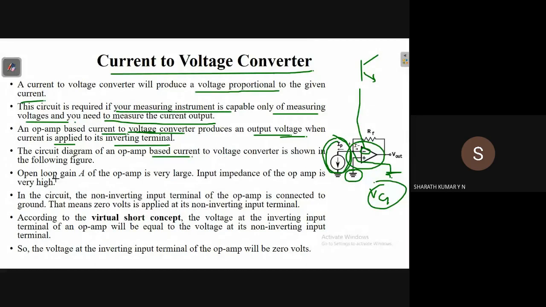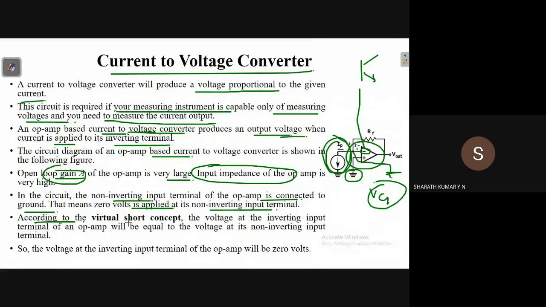Okay, the open loop gain A of the op-amp is very large, so the input impedance of the op-amp is very high. Generally, when we take the op-amp circuit as it is, the open loop gain is very large, and hence its input impedance is also very large, in terms of mega ohms. The non-inverting input terminal of the op-amp is connected to ground. That means 0 volt is applied to the non-inverting terminal. This is all basics we have discussed.